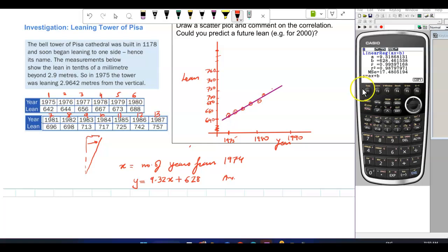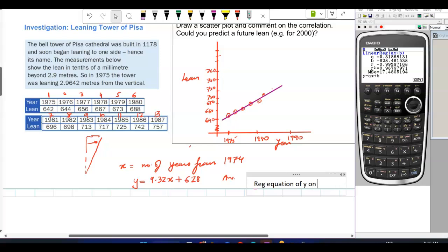So that's your regression equation of y on x. This is called the regression equation of y on x. That's your model. What is it modeling exactly? It's modeling the years from 1974 with the lean angle. You followed this? Now you can see this R.